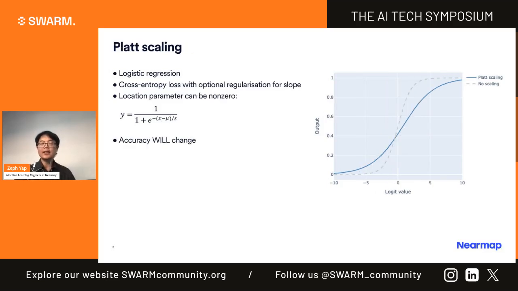Platt scaling. This is very similar to temperature scaling. One key difference now is that the location parameter can be non-zero. This actually does have fairly significant implications, because assuming you're using the 0.5 mark, in the middle of the graph, as the threshold for whether you say this class is present or not, temperature scaling, because it only scales your logits, will not affect where that 0.5 threshold is. Whereas for Platt scaling, it will. So it can actually affect your accuracy.